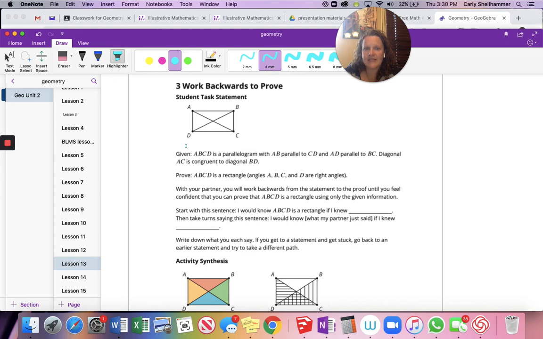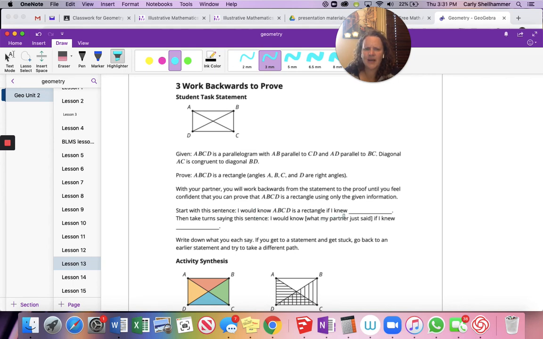Angles A, B, C, and D are right angles. So with your partner, you will work backwards from the statement to the proof until you feel confident that you can prove ABCD is a rectangle using only the given information.